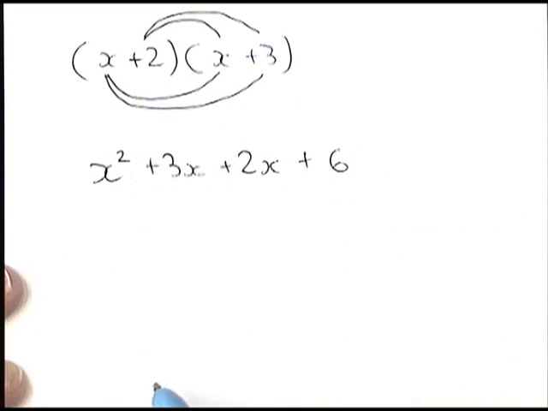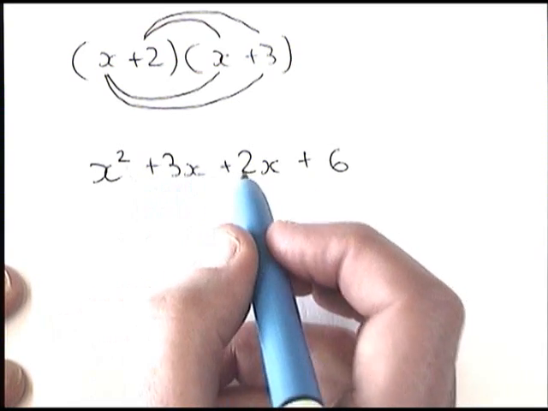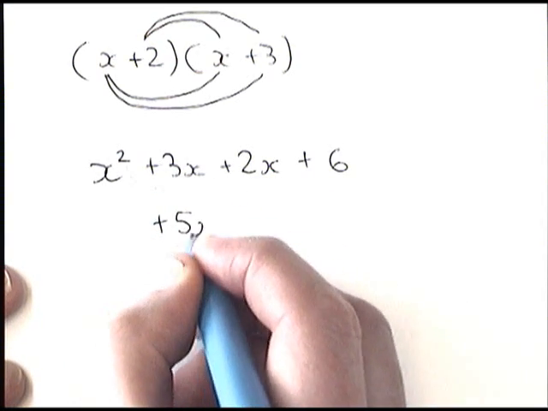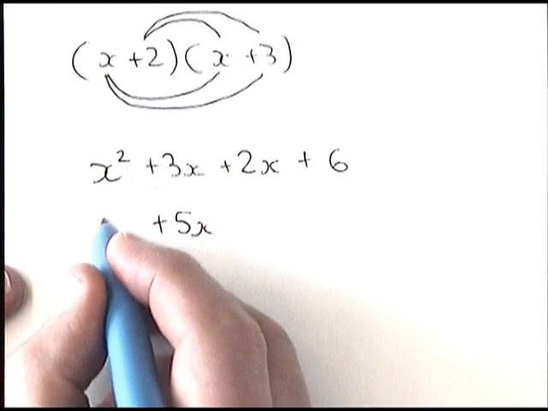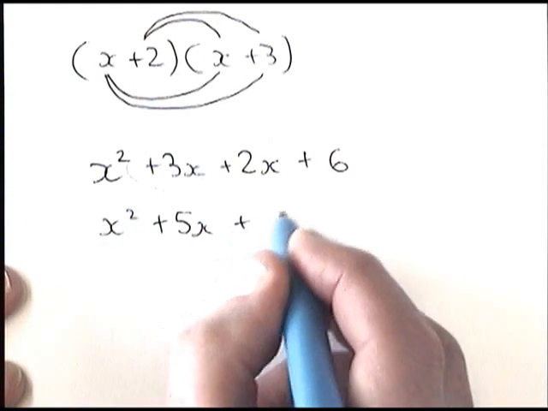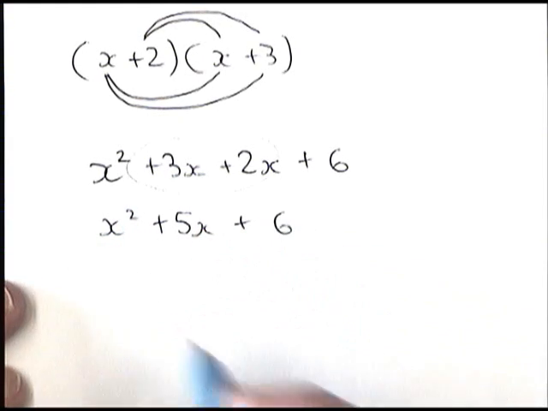These bits here you can combine. 3x and 2x is 5x. So a final answer to this question is x squared plus 5x plus 6.